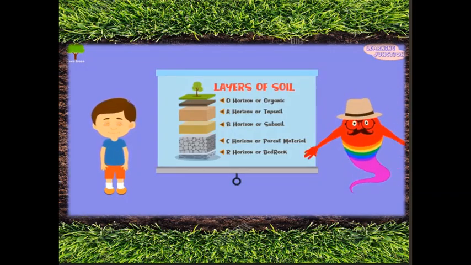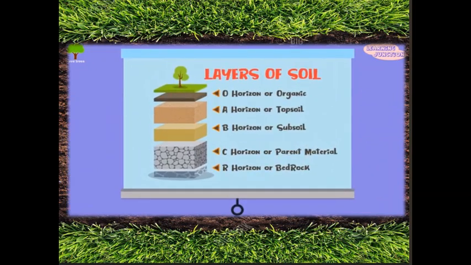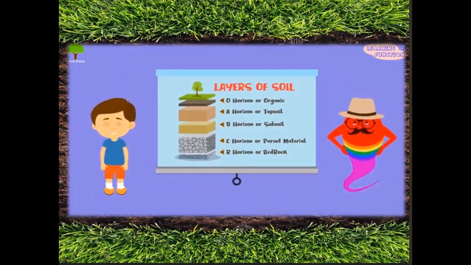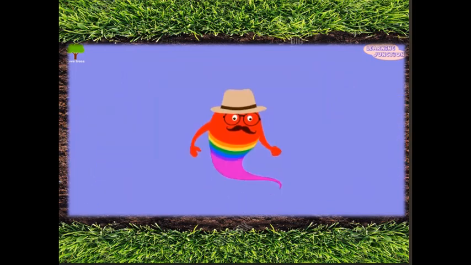Woohoo! Good job! Let's revise. O horizon, A horizon, B horizon, C horizon, and the R horizon. Now, you know a lot about layers of soil.